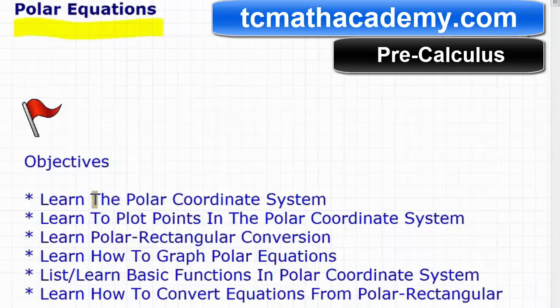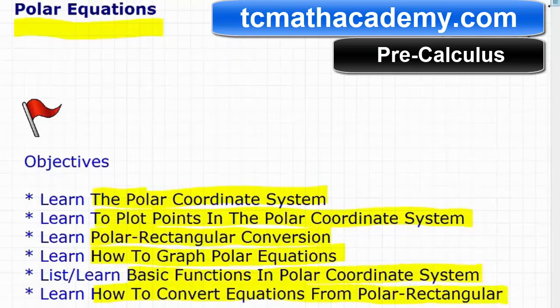So we're going to learn what the polar coordinate system is, and then learn how to plot points in the polar coordinate system. Then we're going to learn polar to rectangular conversion, so how to take a point that's in polar form and write it in rectangular form and vice versa. Then we're going to learn how to graph polar equations, and list and learn basic functions in the polar coordinate system. Lastly, we're going to learn how to convert equations from polar to rectangular. So there's a lot going on here, but it makes sense to encapsulate everything into one lesson.